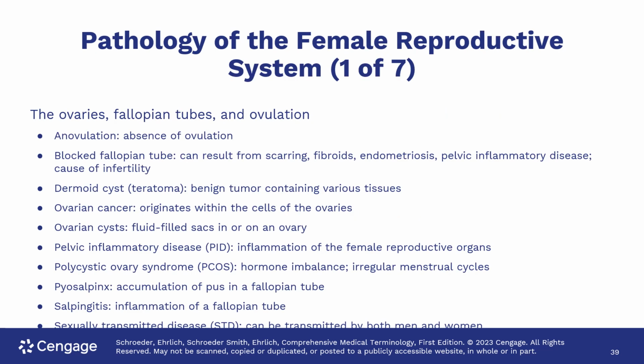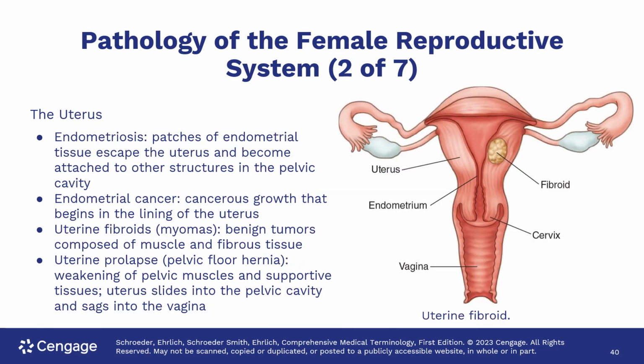Problems with the female reproductive system include issues with ovulation, cysts or tumors on the ovaries, or pathology involving the tubes. Sexually transmitted diseases can cause or exacerbate pathology in the reproductive systems for both men and women. Disorders of the uterus include endometriosis, cancer, fibroids, and prolapse.